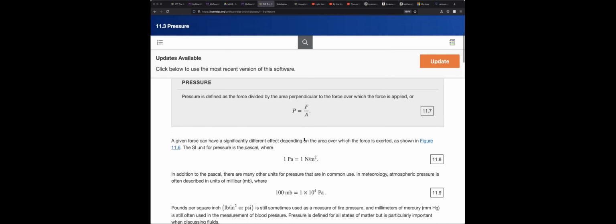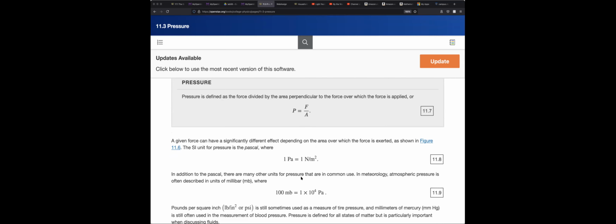Pressure, being force per area, or force divided by area, is going to be newtons per meter squared, and we're going to give that a name. We're going to call that 1 Pascal. So 1 Newton spread over 1 meter squared is 1 Pascal of pressure, named after a Frenchman named Pascal.